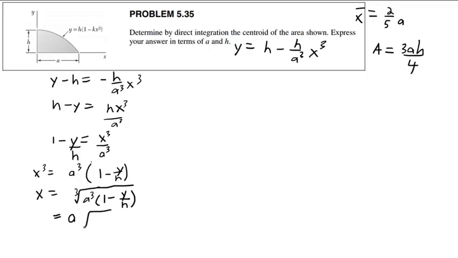Equals a cubed root of 1 minus y over h. And at first glance, it may seem like this is going to be a horrible integral, but it's actually not going to be so bad. We get to do u-substitution here. Yay! Unless there's an easier way to do that. You just do u equals 1 minus y? Well, this is maybe a little more complicated than it seems at first glance. Let's see, how can we do this?